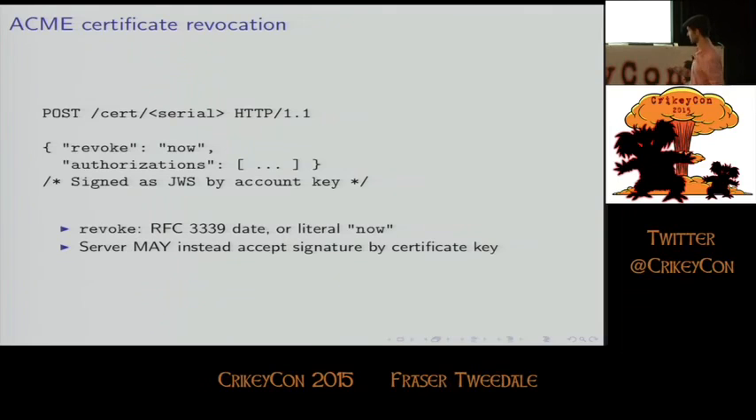And alternatively, you may sign this with the key that is on the certificate rather than the account key. And if the server is satisfied with the authorization of the ACME client to issue the revocation request for the certificate, then it will just respond 200, and that certificate will be revoked and appear in CRLs or OCSP responses accordingly.